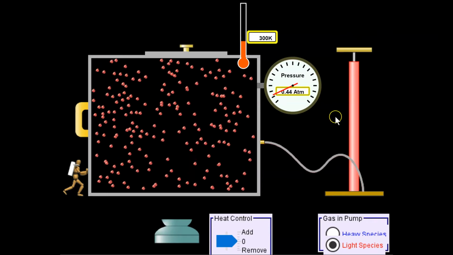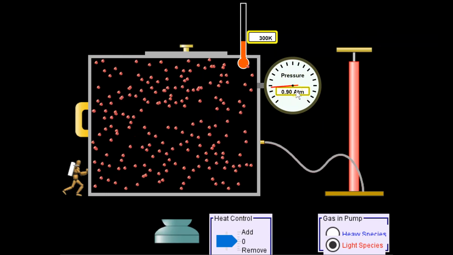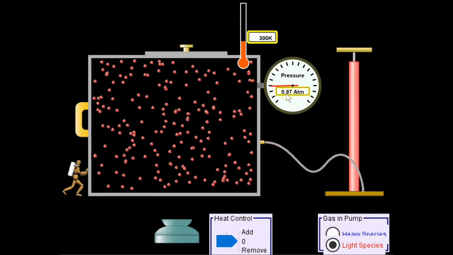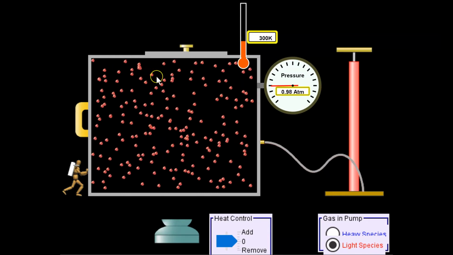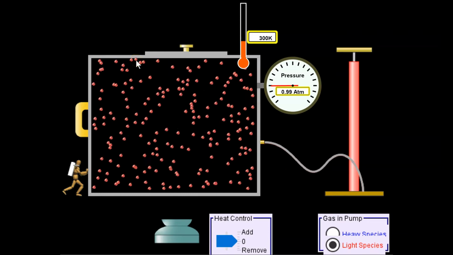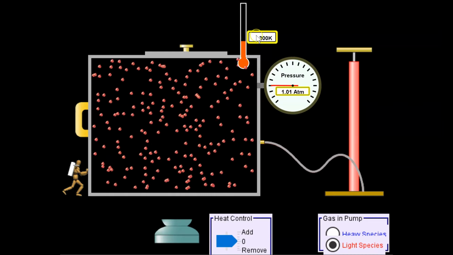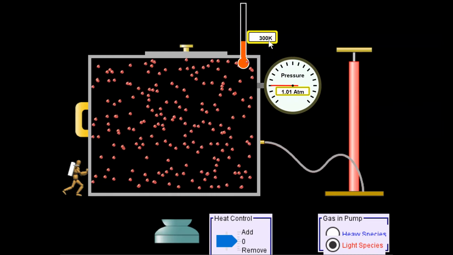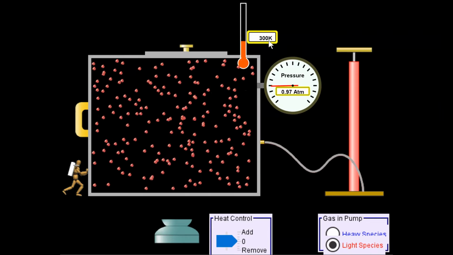And what you're seeing here is that I have a pressure right here. Now note that the pressure here is fluctuating. It's not constant, and that's because the gas particles are moving randomly, and sometimes there are more collisions with the walls and sometimes there are less. So the pressure varies. And then I have my temperature here that tells me that it's at 300 Kelvin. Kelvin is just a temperature scale like Fahrenheit.